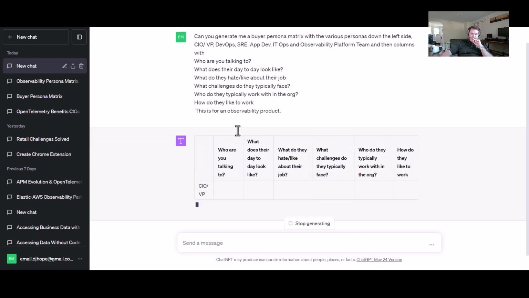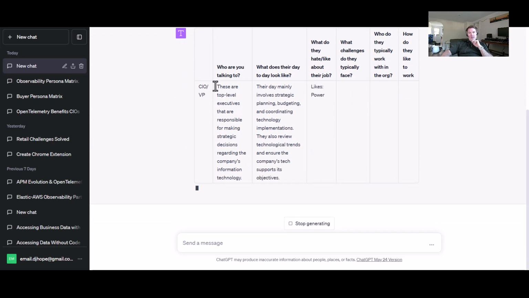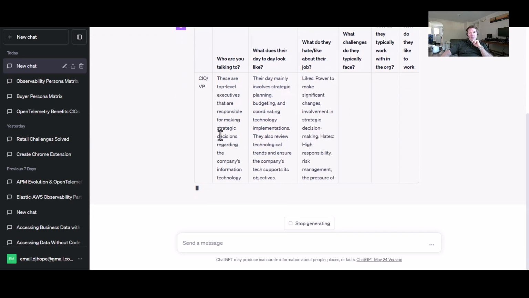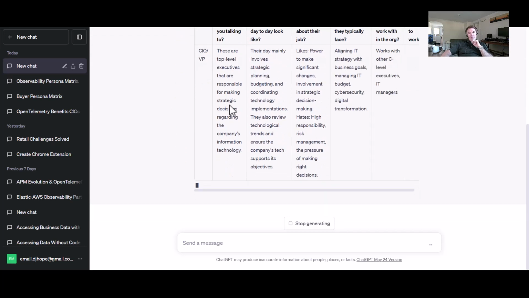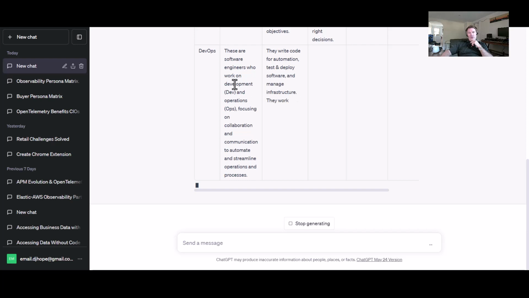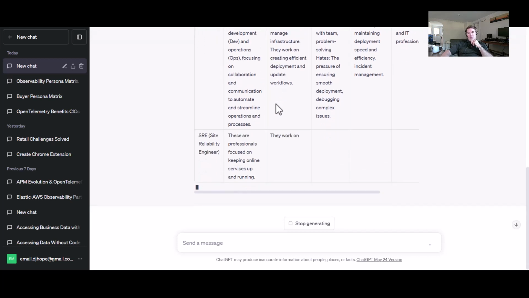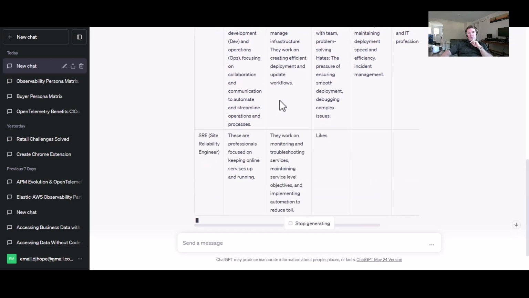As we can see here, ChatGPT starts filling in the matrix for me. It's talking about CIOs being top-level executives. They're responsible for making strategic decisions. Day to day involves strategic planning, budgeting, etc. DevOps are engineers that work on dev and ops, focusing on collaboration. They write a lot of code for test. They do a lot of stuff with deploying software code and creating efficient deployment workflows.